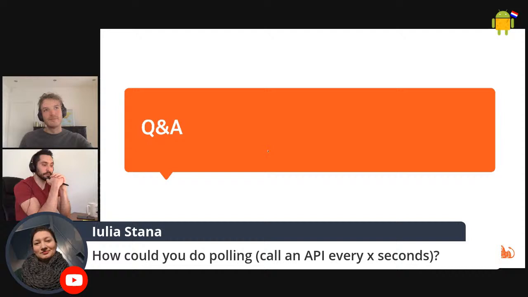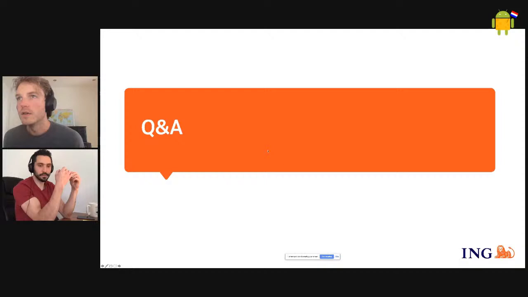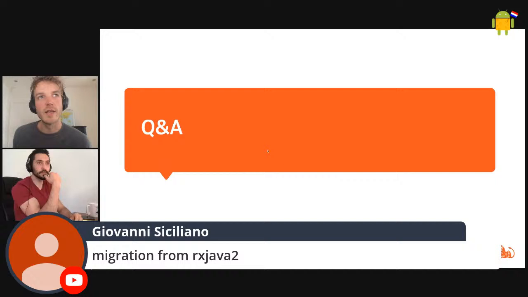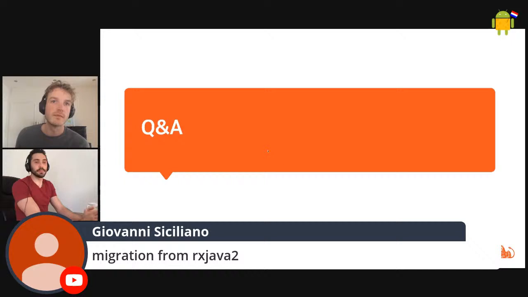All right. So for loop, let's see, what else do we have? Giovanni is asking about migration from RxJava 2. The question is a bit vague to me, but I guess how hard it would be to migrate from RxJava 2 to something like Flow. As I said, the operators are very, very similar. In some cases you would need to do a bit more refactoring. It depends on the complexity of your chaining of operators, to be honest.